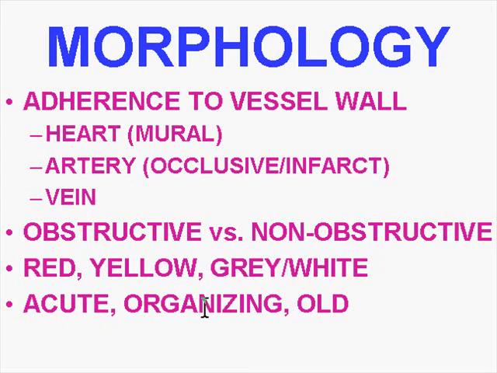We talked about organizing blood clots. These are the ones that would be yellowish or grayish. They're in the range of, let's say, days to a couple of weeks or so. And then old clots are weeks to months. And old implies fibroblasts and collagen. Organization implies a lot of ingrowth of blood vessels. And acute blood clot involves mostly fibrin and red cells morphologically.